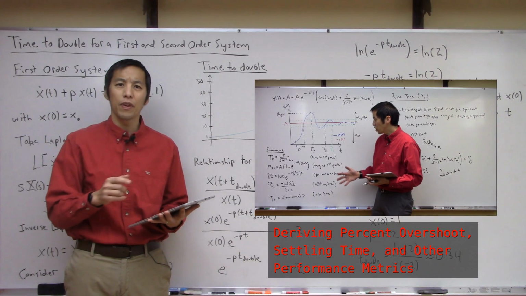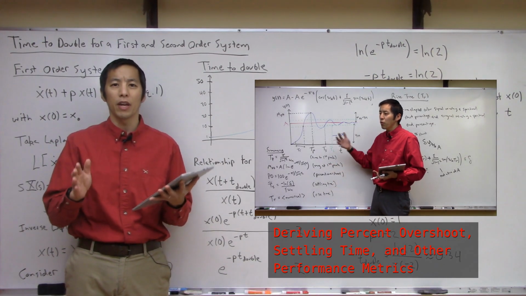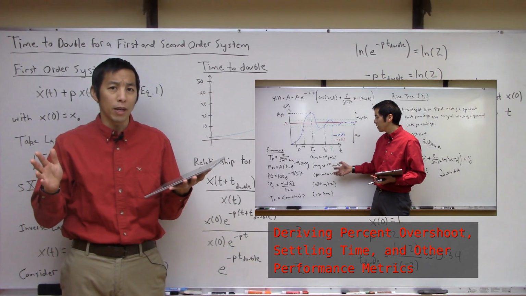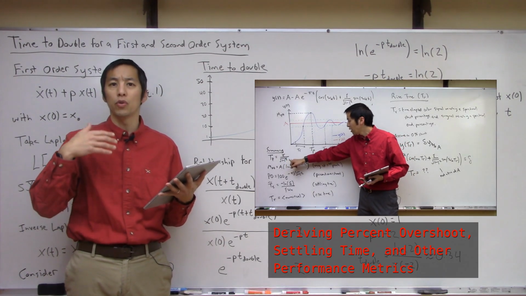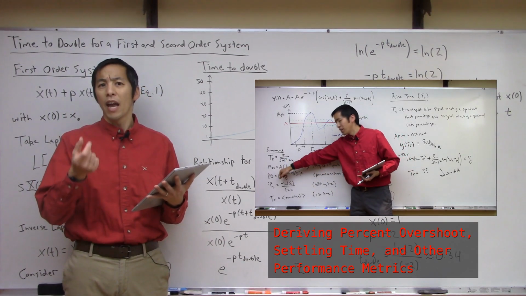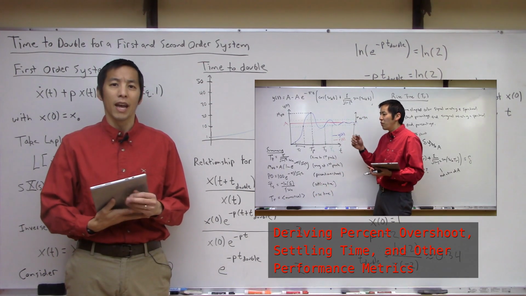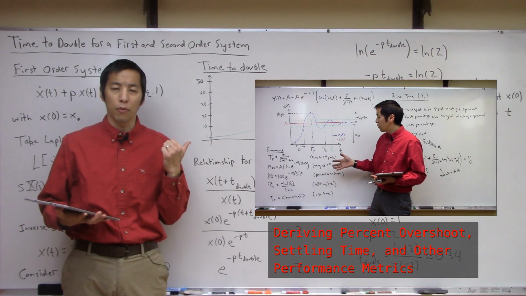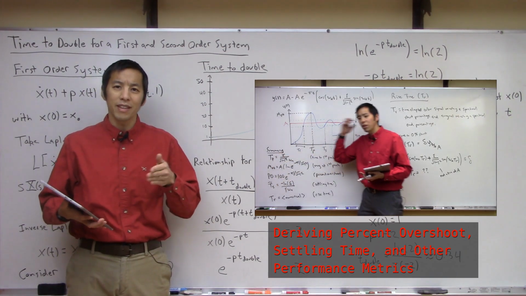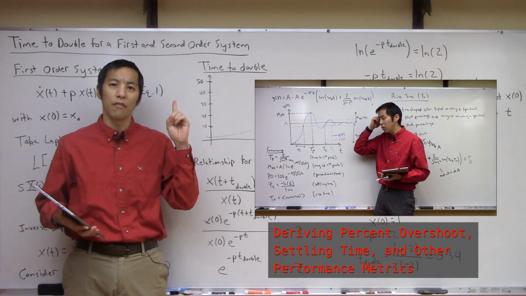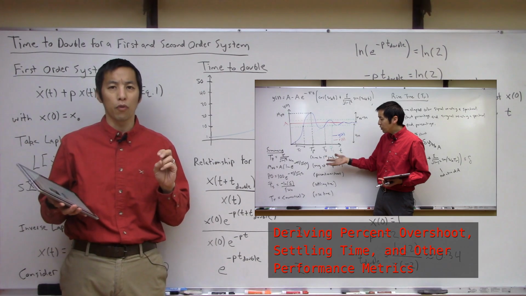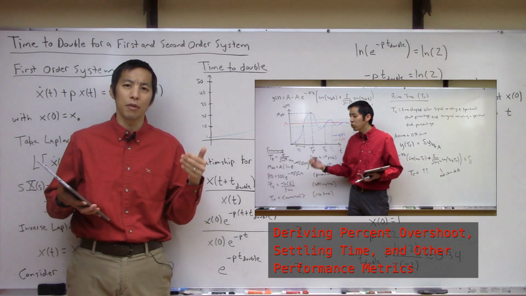Remember, in our last video we actually looked at deriving what we called performance metrics, right? Things like percent overshoot, settling time, things like that. And we looked at how a dynamic system responds to a step input, and we characterized it using these performance metrics. So let's extend that idea now to another, quote unquote, performance metric, and that is the time to double.